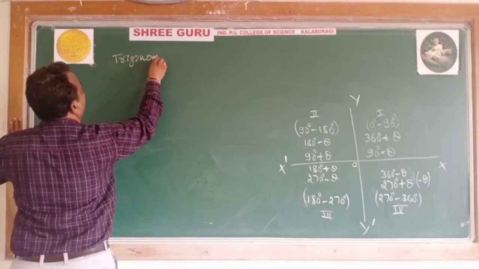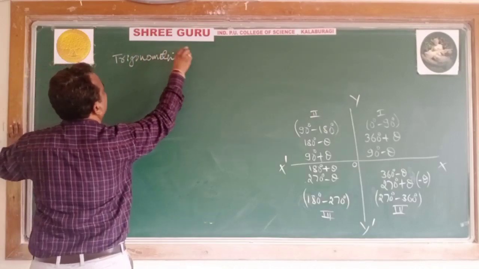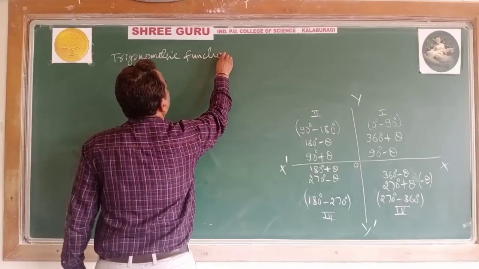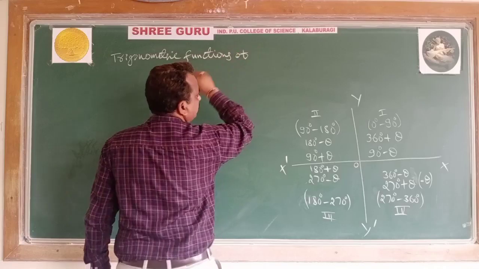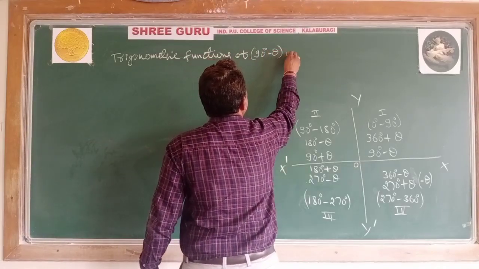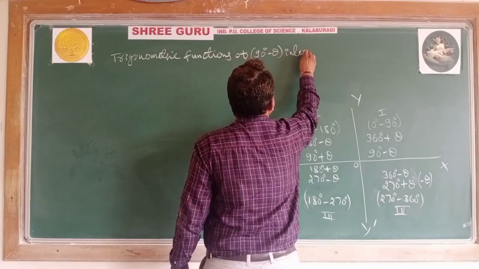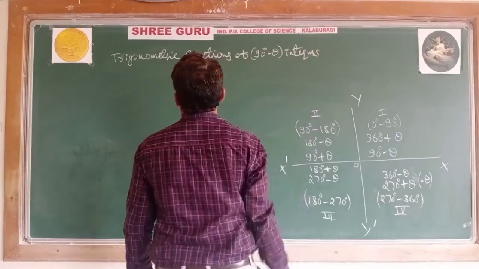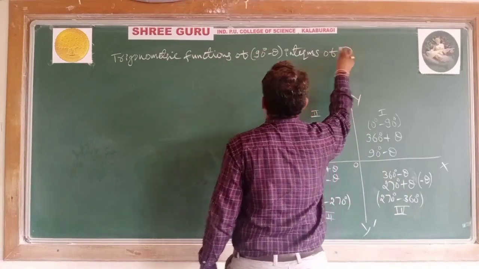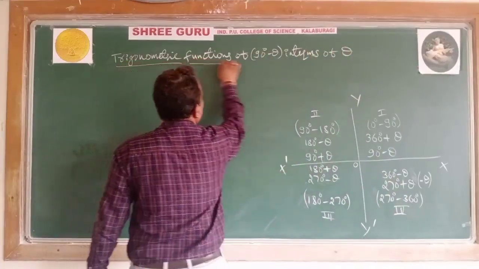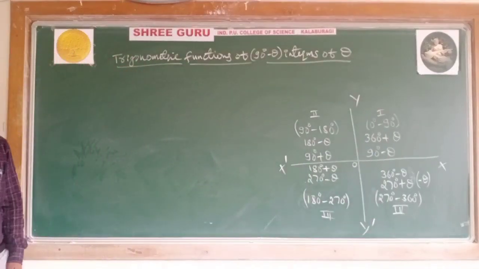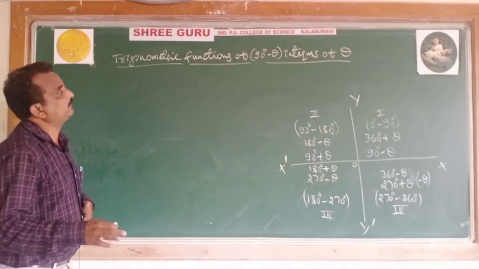Trigonometric functions of 90 degree minus theta in terms of theta, where theta is an acute angle. See the students here, what it is? Trigonometric functions of 90 degree minus theta in terms of theta. You have to study the 90 degree minus theta in terms of theta.